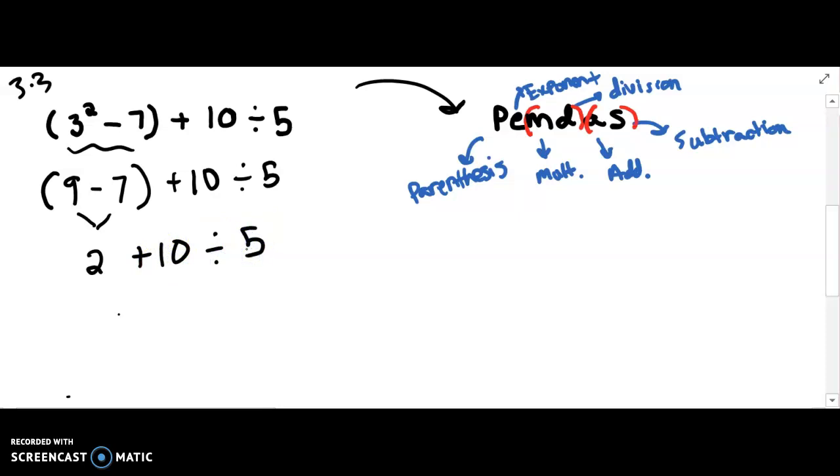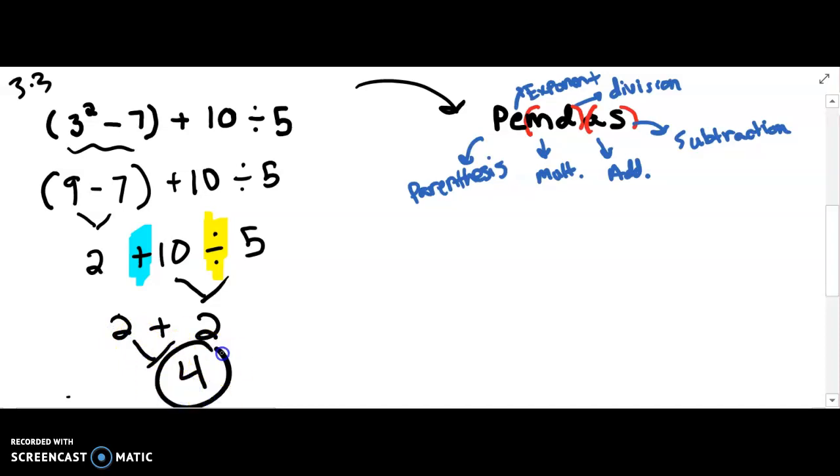All right. Now I see, well, PEMDAS, what do I need to do next? Well, division comes before addition. So the first thing I need to do is 10 divided by 5. So 10 divided by 5 is 2. Then I'm going to rewrite the other numbers. Then I'm just left with 2 plus 2. We all know that is 4. And there's my answer. So that's order of operations.